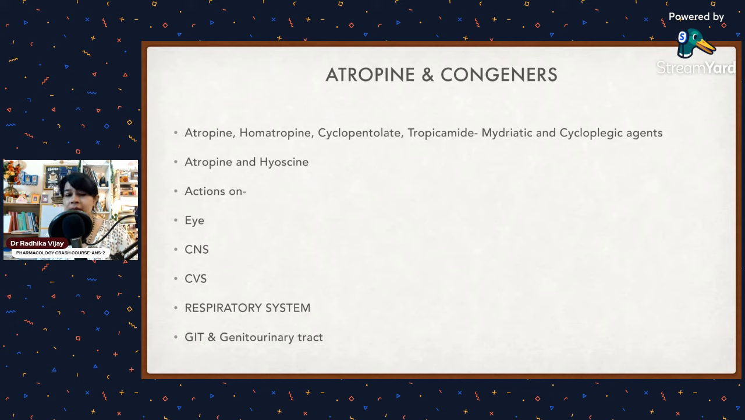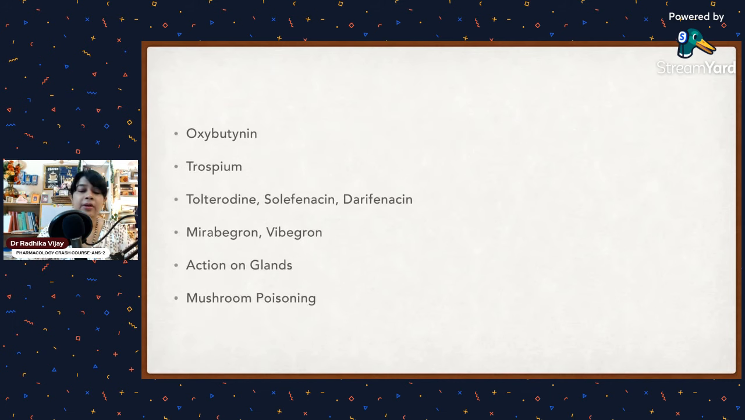Trospium has very less CNS penetration because it's a quaternary structure. So it has a lesser risk of causing impairment of cognition. It is very safe in elderly people. So it is the only drug that can be used with acetylcholinesterase inhibitors.